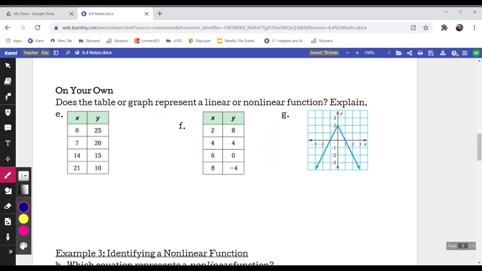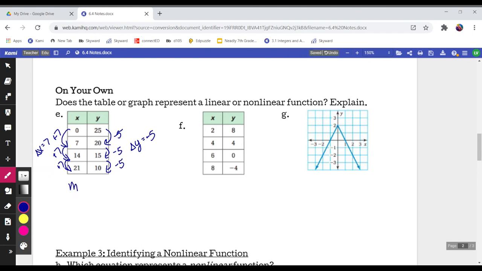All right, so I want you to try these problems on your own. Does the table or graph represent a linear or nonlinear function, and explain? So we're going to start with letter E. 0 to 7, I'm adding 7. 7 to 14, I'm adding 7. 14 to 21, I'm adding 7. So my change in x values equals 7. My y values each time, 25 to 20, I'm subtracting 5. 20 to 15, I'm subtracting 5. 15 to 10, I'm subtracting 5. So my change in y values is -5.